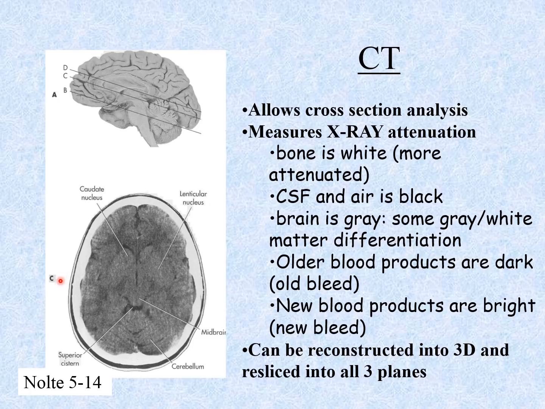For this particular slice, C is essentially a measure of brain tissue and skull at this orientation. In this case, the bone is white, as you can see here. CSF, cerebral spinal fluid, is black, as we see in the lateral ventricle right here and in the cistern. And if you were to have older blood products, they tend to be dark, and new hemorrhages tend to be bright. We'll see samples of that. And these can be reconstructed from 2 dimensions into 3 dimensions.